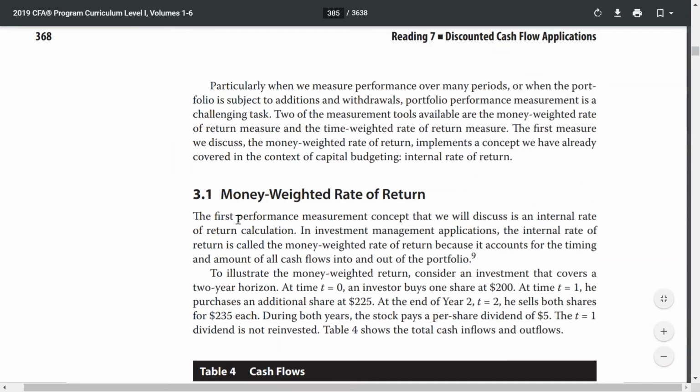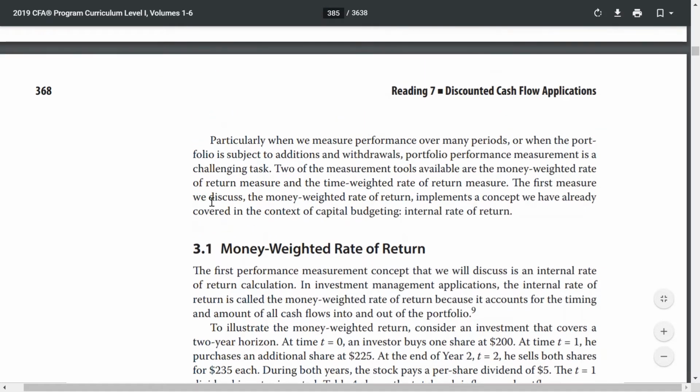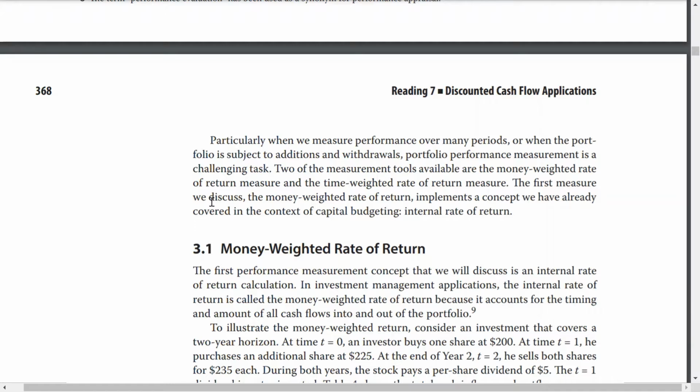Particularly when we measure performance over many periods, or when the portfolio is subject to additions or withdrawals, portfolio performance measurement is a challenging task. Two of the measurement tools available are the money-weighted rate of return measure and the time-weighted rate of return measure.